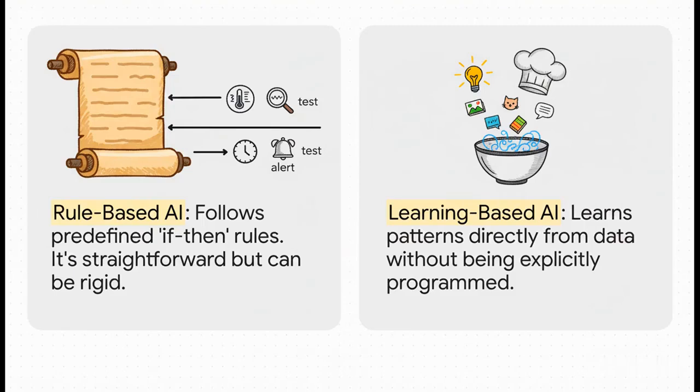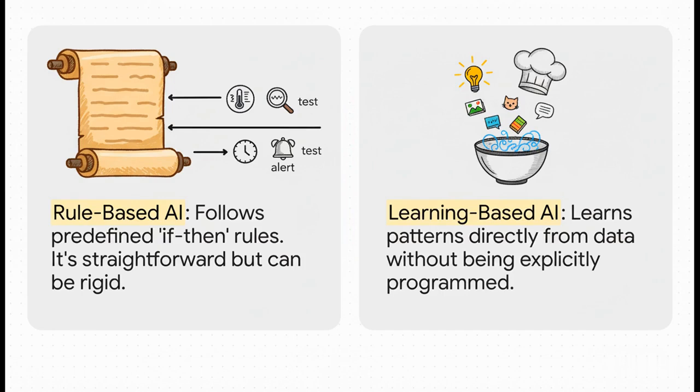So there are really two main cooking styles for AI. First, you've got rule-based AI. This is like following a cookbook to the letter. If this, then that. Like if a patient has a fever and a cough, then suggest a flu test. Super direct, but also very rigid.